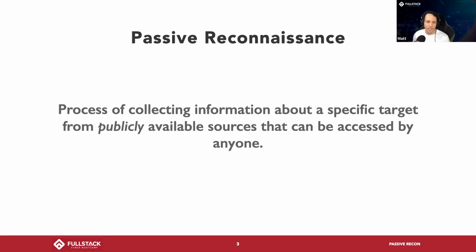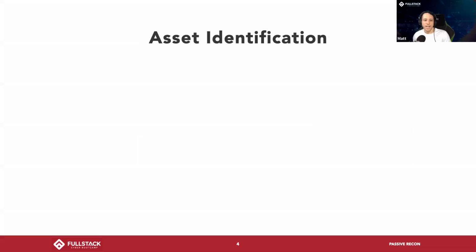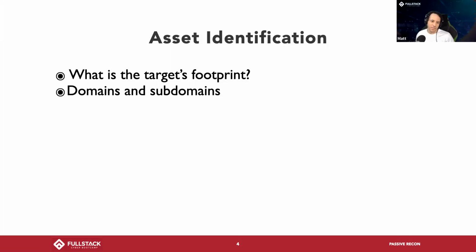And so what does that look like? Well, a big part is identifying their assets. So what is their footprint? Where are they on the internet? How big are they? What domains do they have? And what subdomains off of that domain do they have? Full Stack Academy and cyber.fullstackacademy, but are there any other subdomains off of Full Stack Academy? What is the IP range of that network? That might be worth knowing.